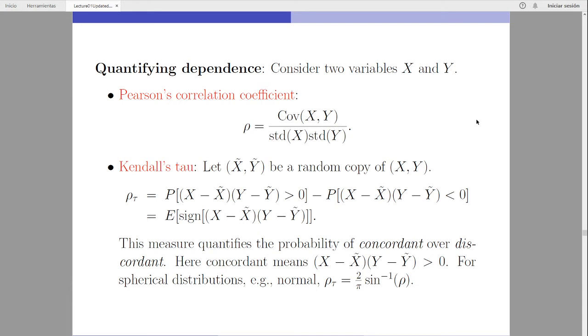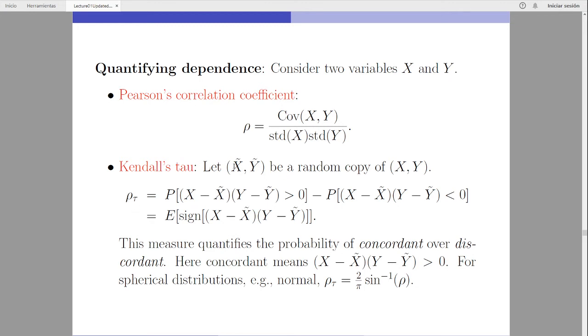In order to quantify that, we are going to consider two variables, call them x and y. And the first thing we have is Pearson's correlation coefficient. This is defined pretty straightforwardly: covariance of x and y, over standard deviation of x, standard deviation of y. And the other one we have could lead to confusion, so please be sure to make the difference between Pearson's correlation coefficient, which is only rho, and Kendall's tau, which is rho sub tau.